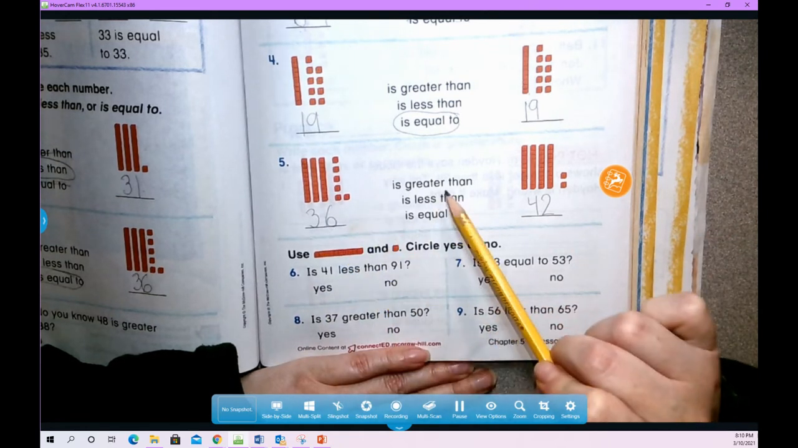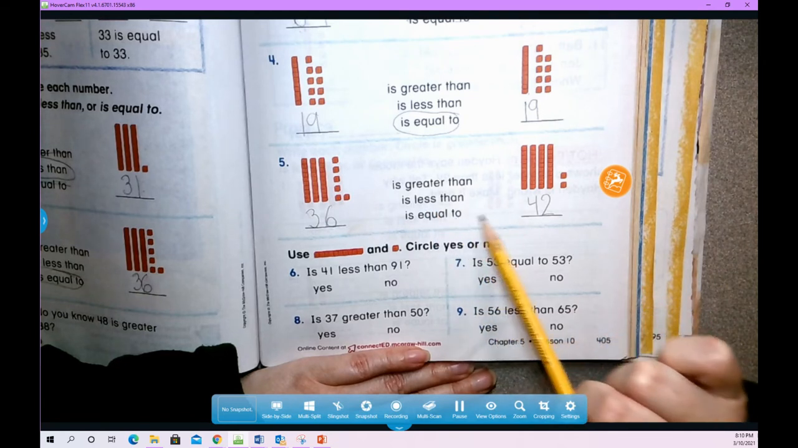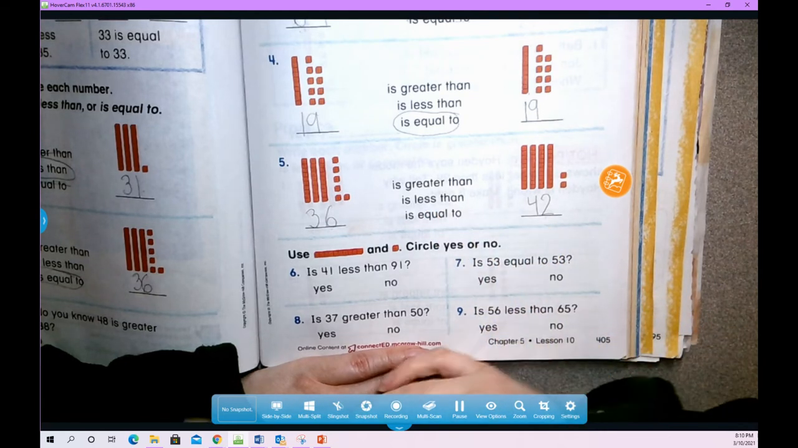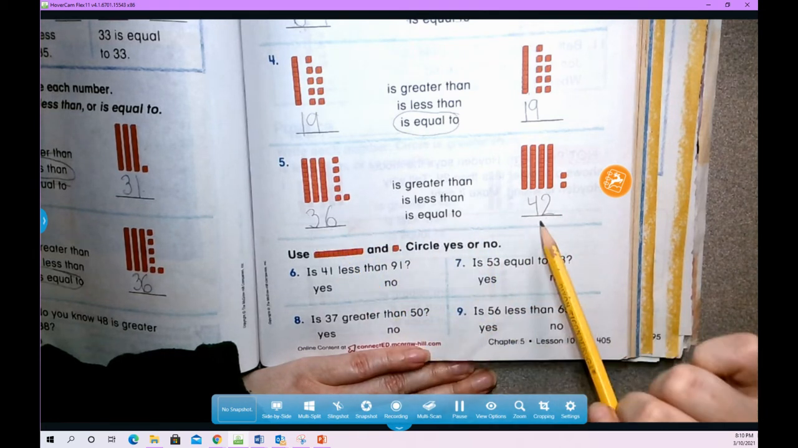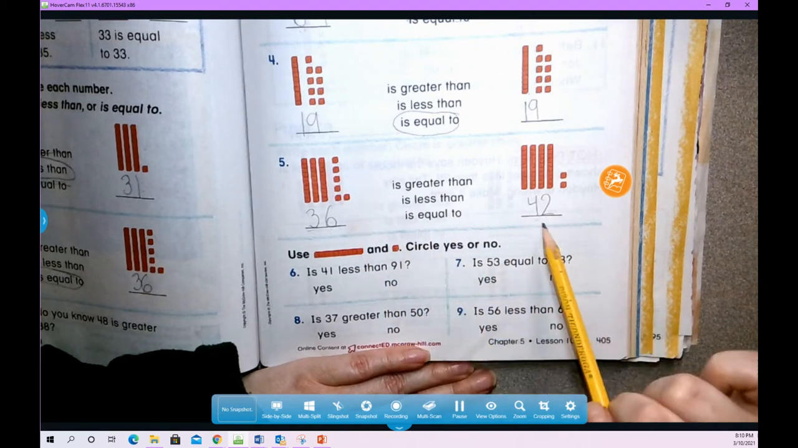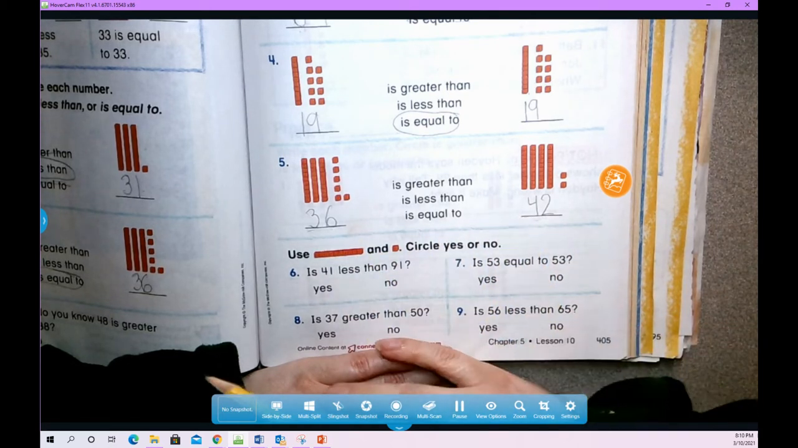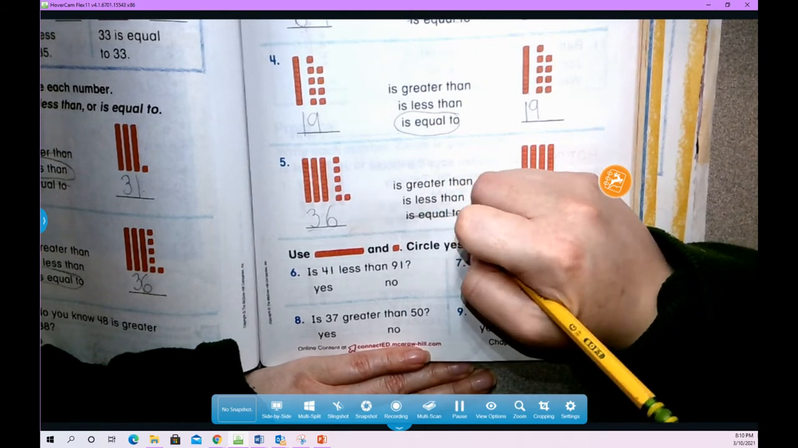Is 36 greater than, less than, or equal to 42? Are they the same, guys? Do they have the same number of tens? No, they don't have the same number of tens. They don't have the same number of ones even. So they are not equal to each other.